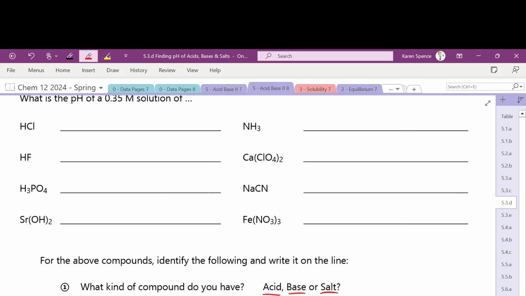You just need to say, do I have a strong acid, weak acid, strong base, weak base, or a salt. You're not actually solving it in this one.